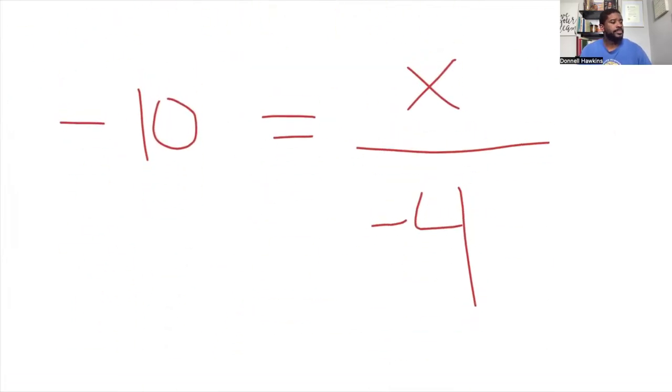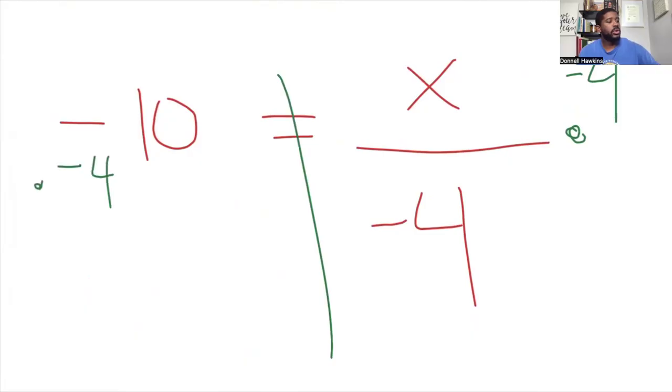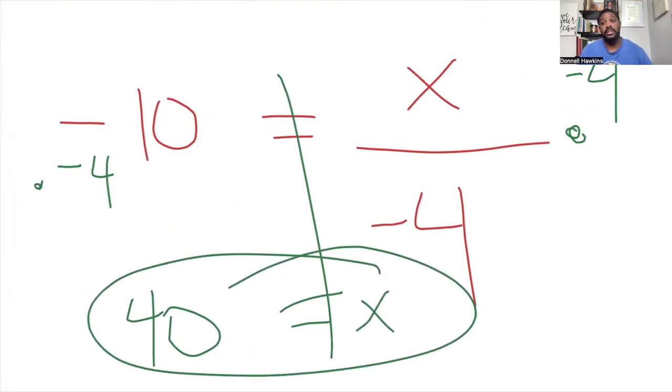Next, -10 is equal to x divided by -4. Oh, we got to divide -4 again, huh? So, here we go. Again, we multiply, because since we're already dividing, we're going to multiply the -4 to both sides, all right? Forgot to draw my line there. Multiply -4. -4 times -10. A negative and a negative makes a positive, so that gives me 40. A positive 40 equal to x.